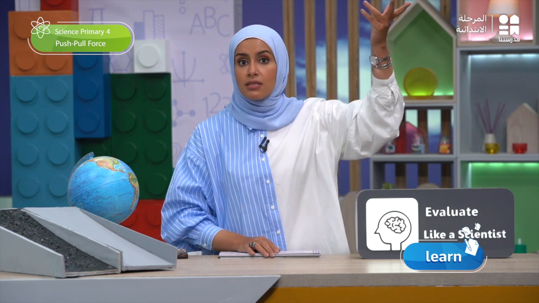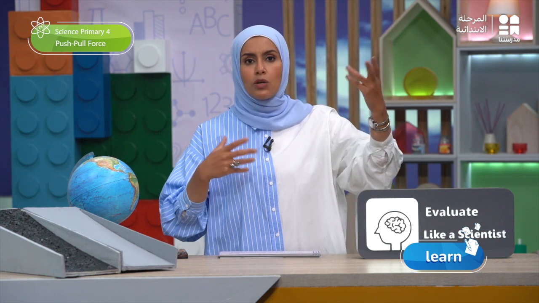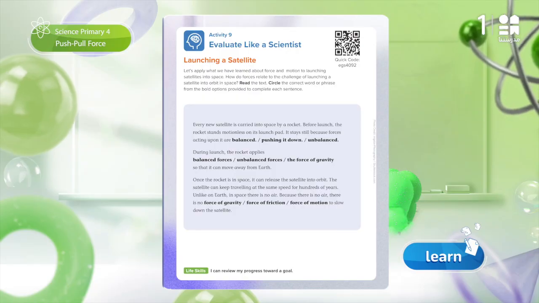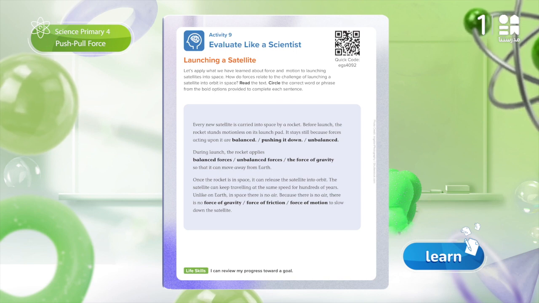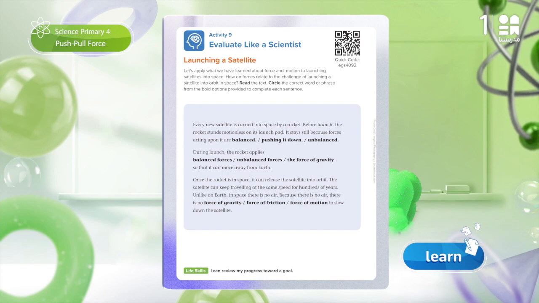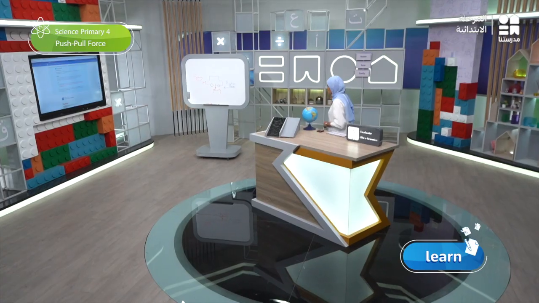Let's read the text on page 150 and in each paragraph circle the correct word or phrase in the choices. We will read the first paragraph together, then you will continue on your own to check the rest of the text. Let's start.